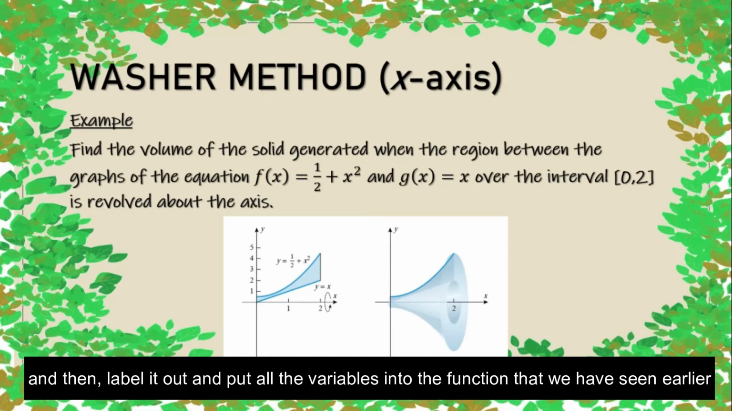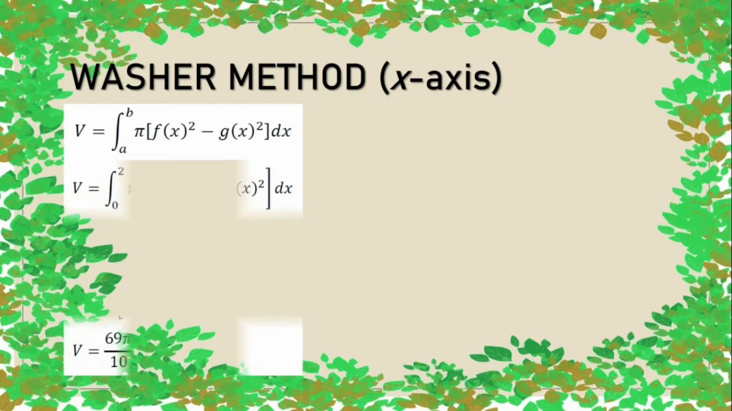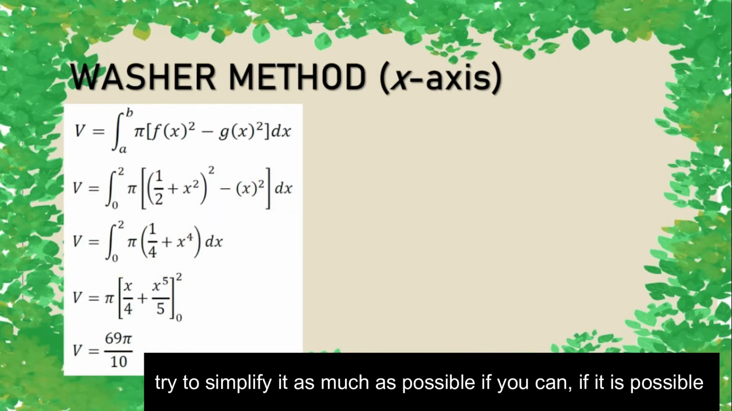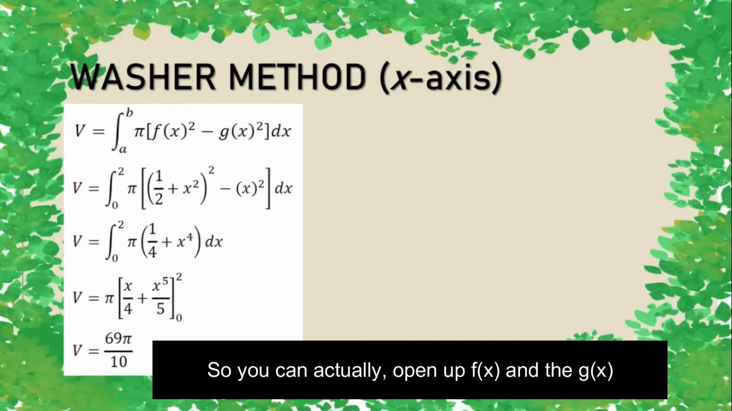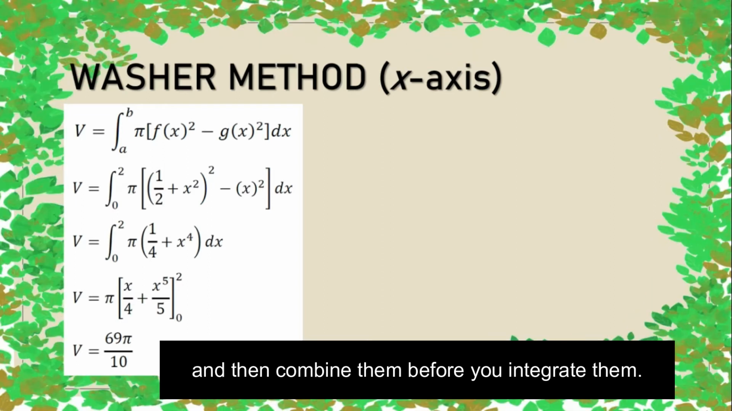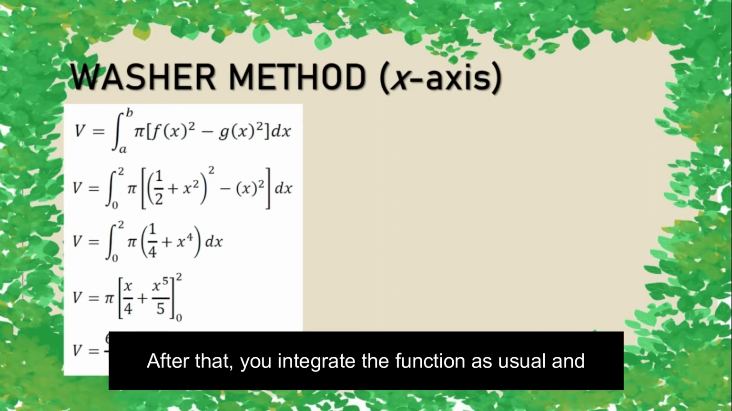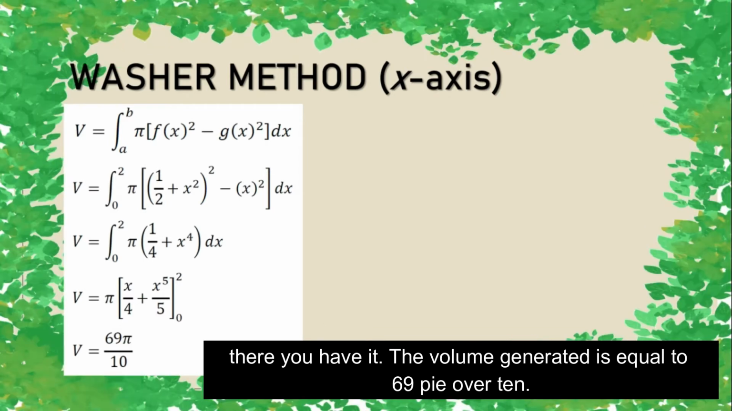Okay, and then label it out and put all the variables into the function that we have seen earlier, which is this. Try to simplify it as much as possible, if it's possible, and because they are still within the same limit, you can actually open up f(x) and g(x) and then combine them before you integrate them. After that, you integrate the function as usual, and there you have it. The volume generated is equal to 69 pi over 10.